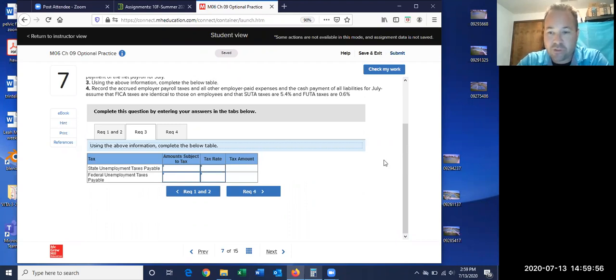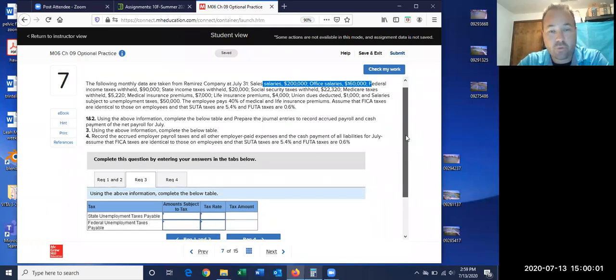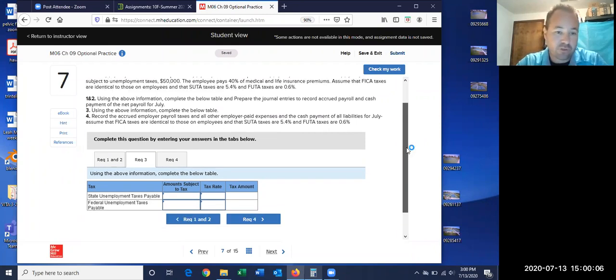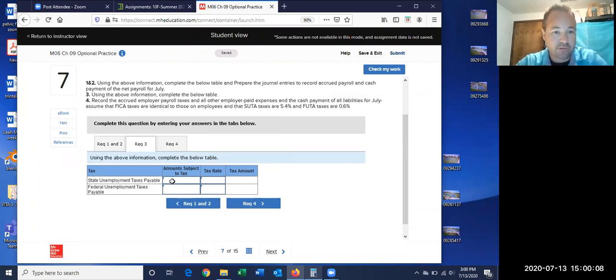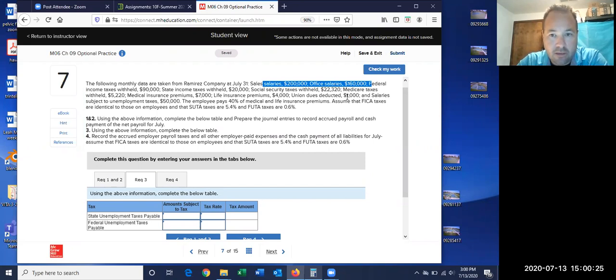Now what they're having us do is go ahead and do the employer piece of the journal entry. So we just did journal entry number 1. Now to calculate journal entry number 2, they're saying state unemployment taxes payable. So that's our SUTA, and then our FUTA. And it's telling us that, let's go back up here, salary subject to unemployment taxes is 50,000.